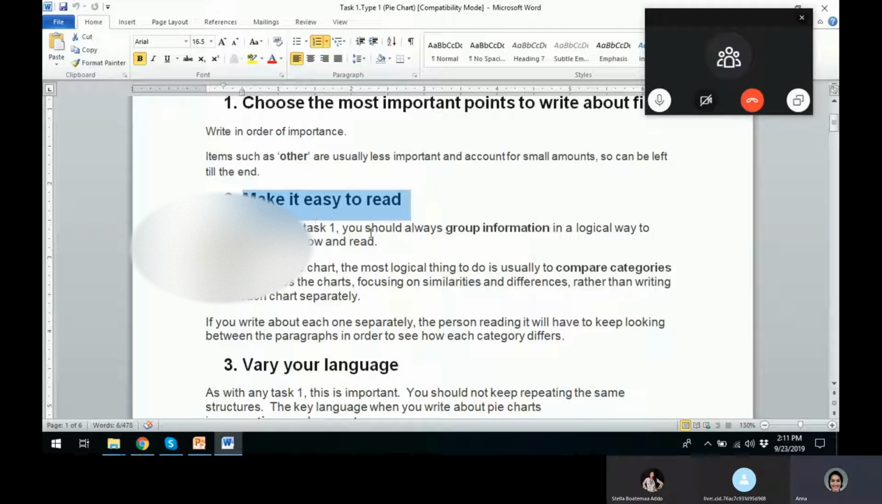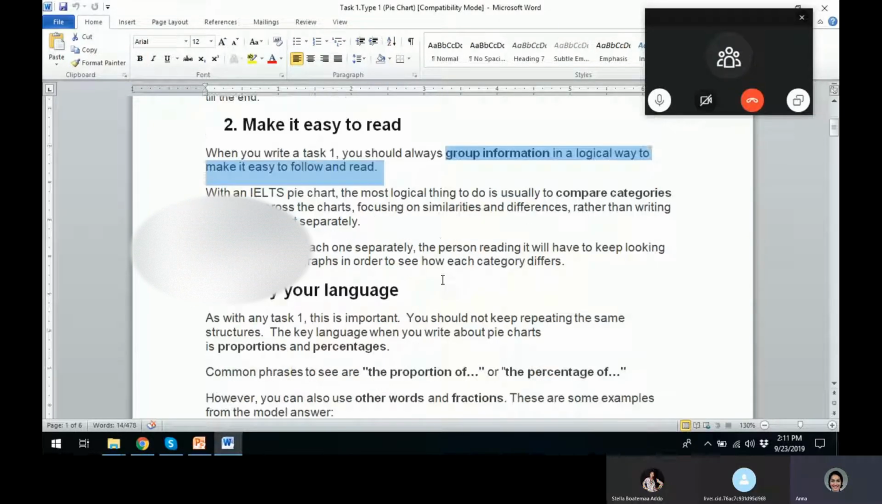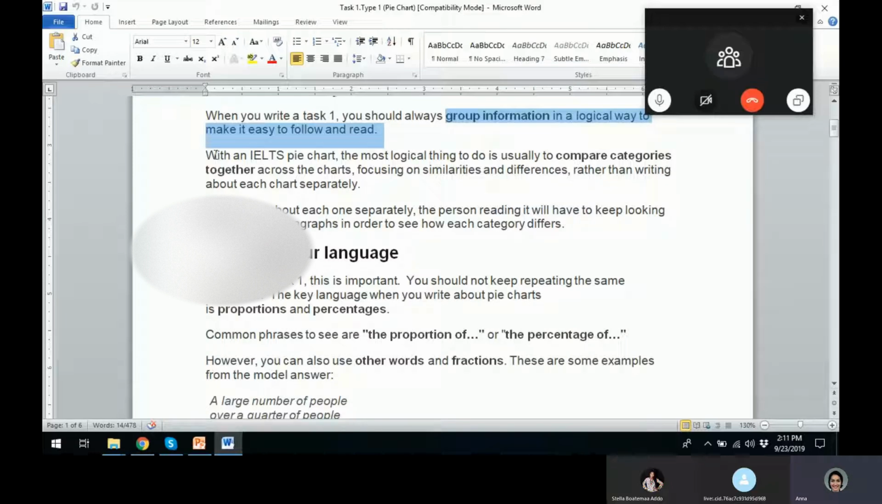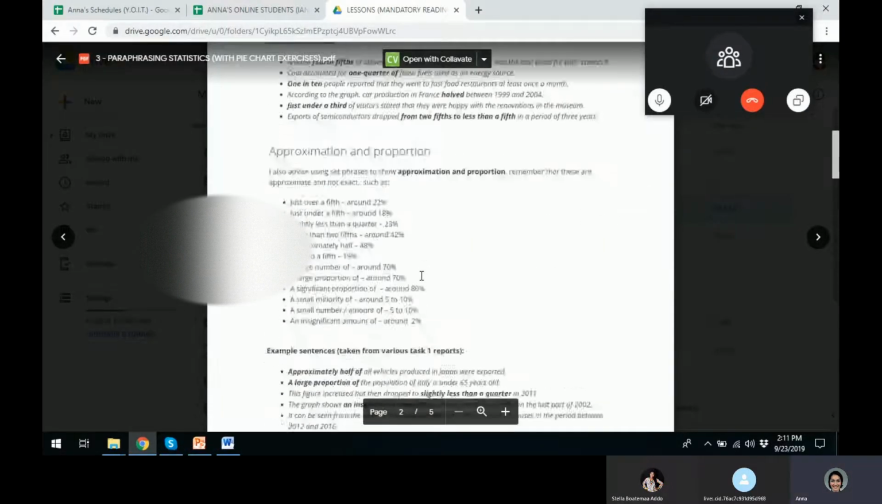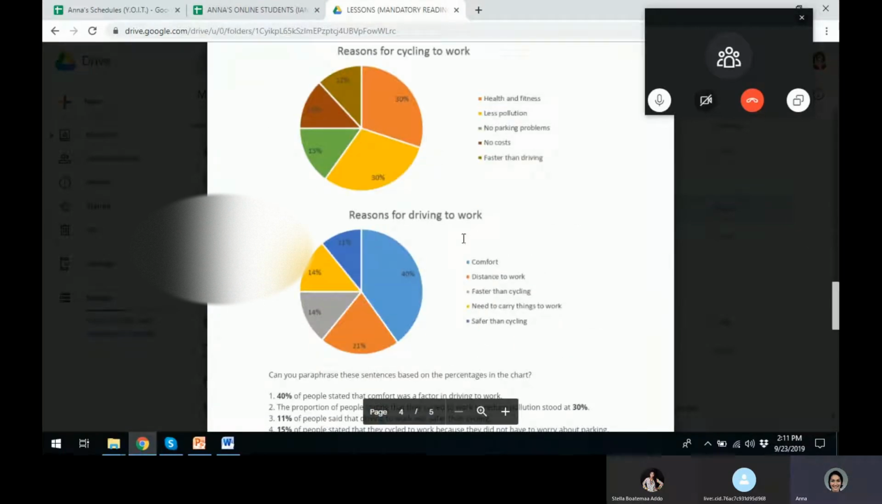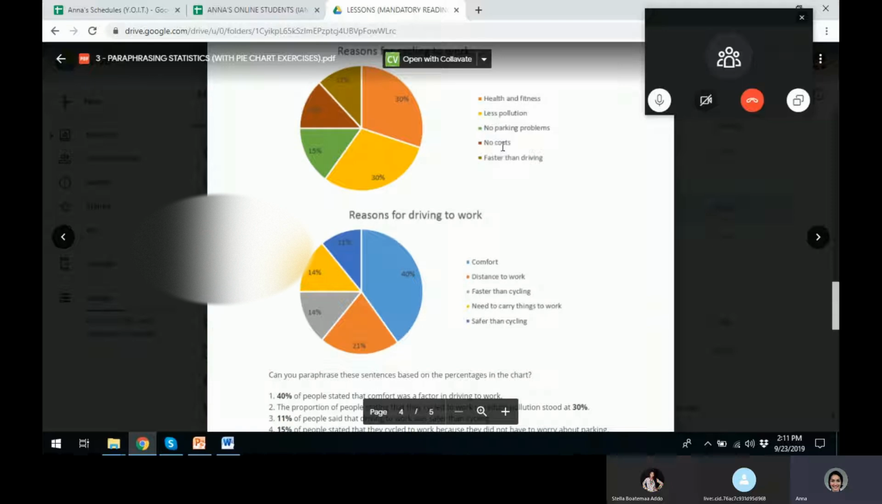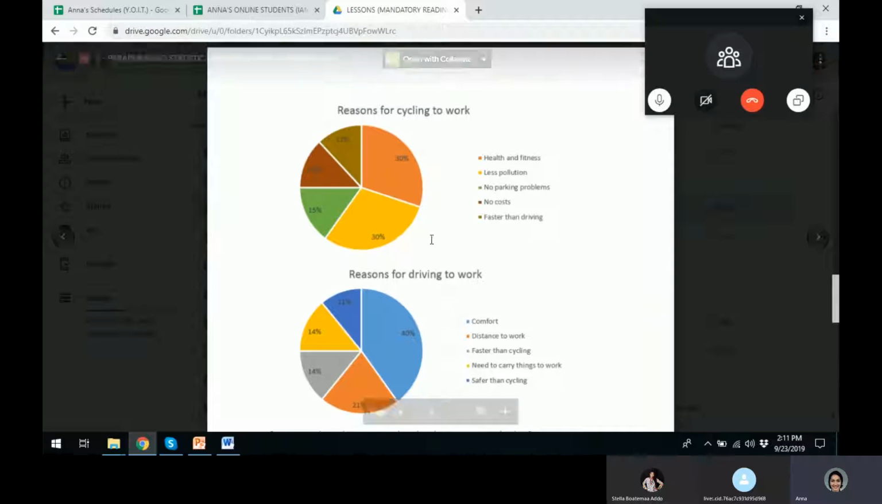So when you write a task 1, you should always group information in a logical way to make it easy to follow and read. Okay? With an IELTS pie chart, the most logical thing to do is usually to compare categories. For example, here we have different categories, right? Which one is higher, for instance, in one pie chart, which is less than the other? As you can see here, yellow is the most significant. When you say most or more, less or fewer, you are making a comparison. So remember how to compare.